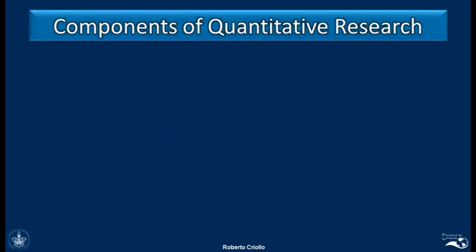From the previous information, we can now see the most important components of quantitative research. First of all, measurement. Every single piece of data that we have must be transformed into numerical form so that we can assess its magnitude. So measurement is at the core of quantitative research.